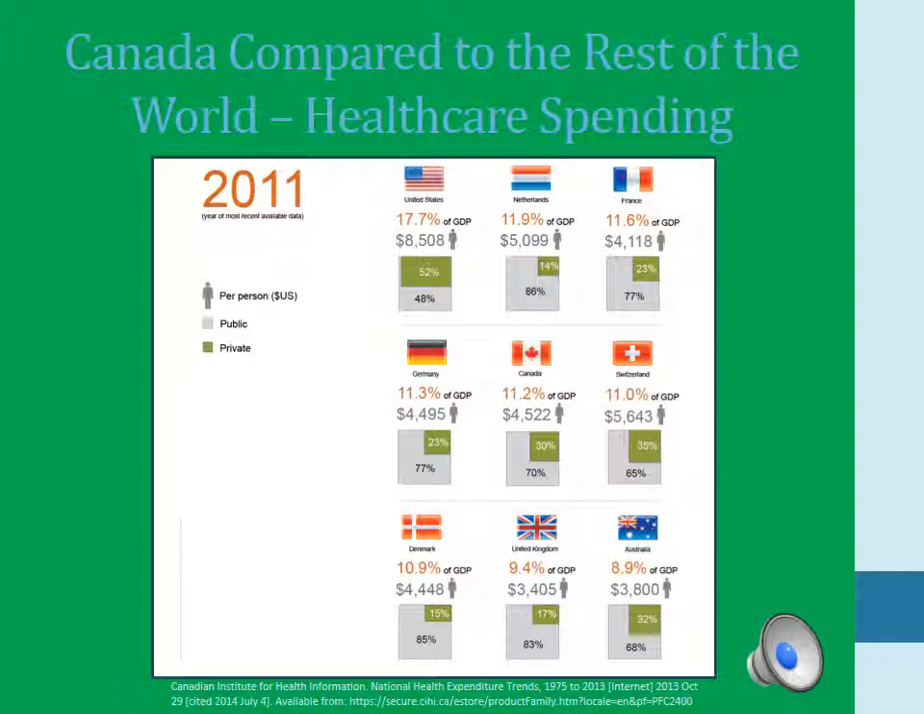This image shows how Canada ranks compared to the rest of the world in healthcare spending. As of 2011, Canada was spending 11.2% of its GDP on healthcare, placing it in the top 5 countries in the world for healthcare expenditure in proportion to GDP.